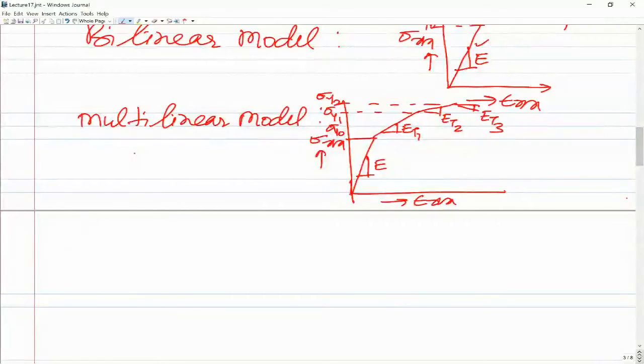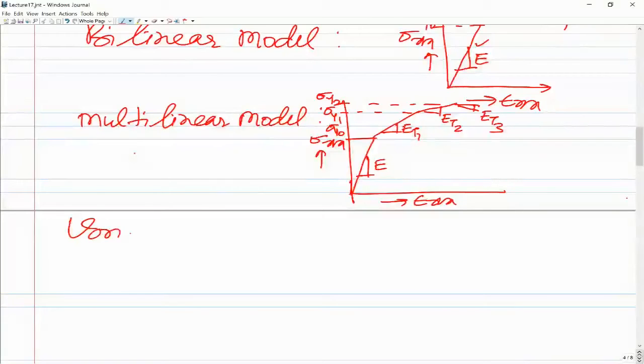Sir, if the associative flow rule is not used, then CT can be non-symmetric, right? Yeah, it can be non-symmetric. But it will be symmetric in case of the associative flow rule. Okay.